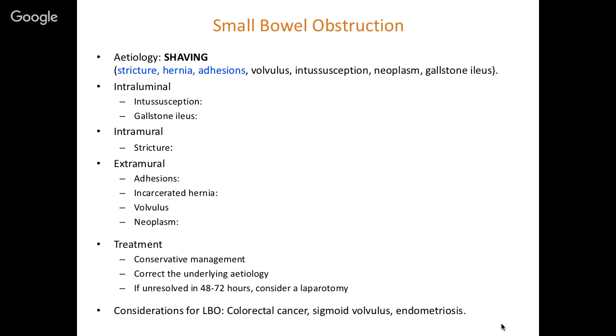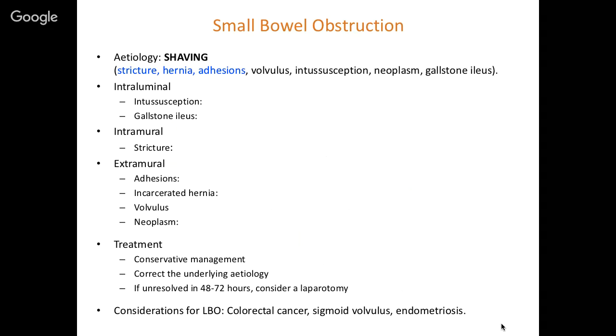Rarer causes. Intramural stricturing can be due to any sort of inflammatory condition. Inflammatory bowel disease, Crohn's in particular, can cause stricturing. Extramural, so adhesions. It's just fibrous scar tissue that tends to form after surgeries. It's a bit of a paradox because in order to get rid of them, you have to operate as well. So it's this vicious cycle. Incarcerated hernias, we talked about becoming trapped.